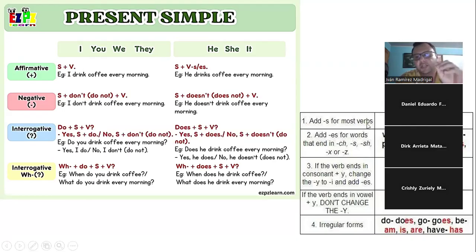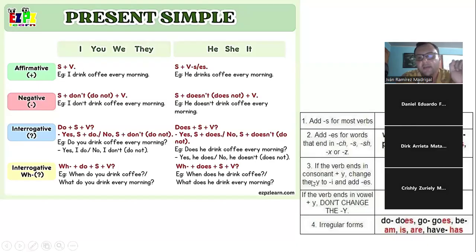To he, she, or it, they should finish with s or es. And we start with rule number one. Most verbs just take the s, as in the case of drinks. Some verbs, those that end in ch, s, sh, x, and z, are going to finish with es. We add es, and actually it's pronounced "eez", right?